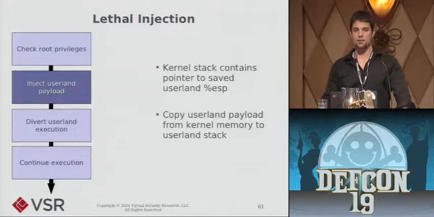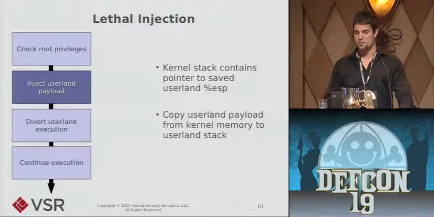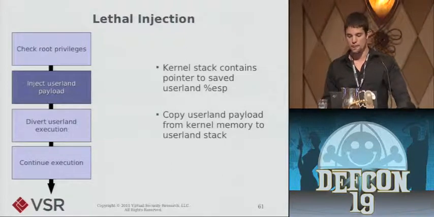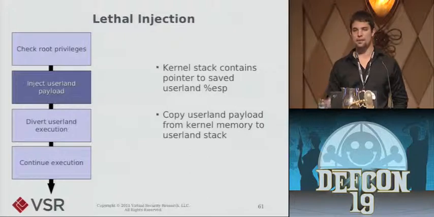Next, we need to actually inject our userland payload into this process that we've now hijacked. The kernel stack, as a result of that stack switch that I just mentioned, actually has a pointer to the saved userland stack pointer. When the process enters kernel mode, the CPU pushes the userland stack pointer onto the kernel stack so that when it returns from that system call, it knows to put its stack back to where it was. So let's put our payload on the userland stack because we can just read that pointer and know where it is. What we do is copy that userland payload that we installed earlier as part of that install packet from kernel memory, wherever we put it, onto this process's userland stack.